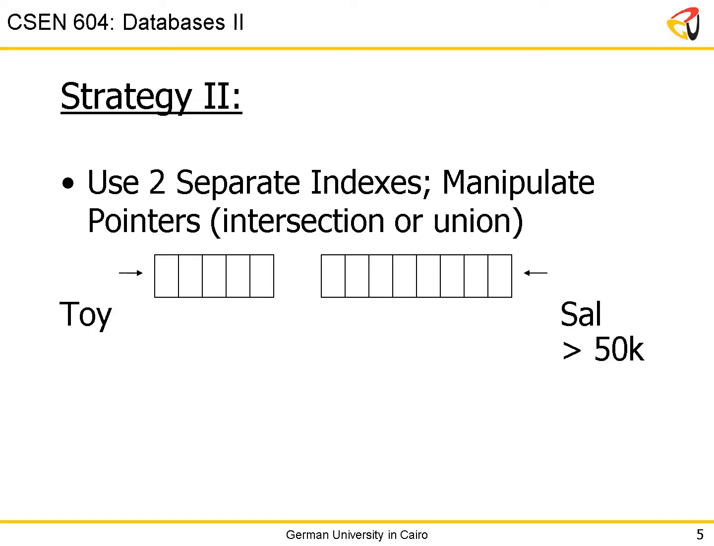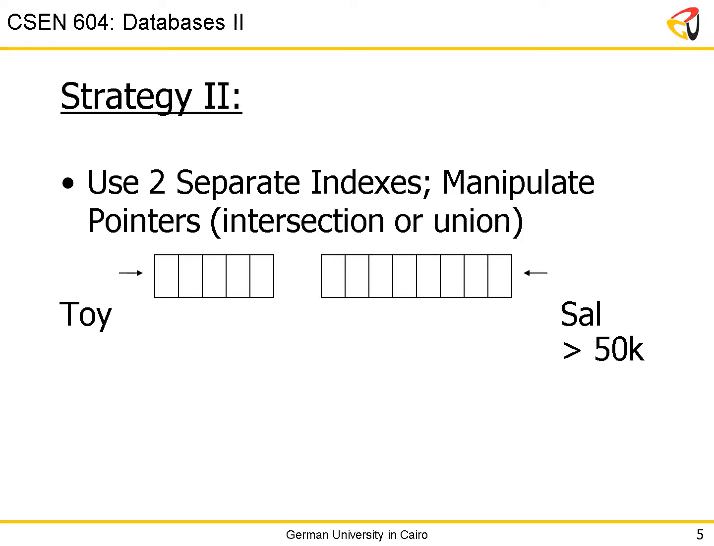Okay, so if the first one is returning that rows 1, 2, 5 and 10 are matching, where the department is equal to toy. So 1, 2, 5 and 10. And the other one is returning 1, 2, 6 and 9 are matching, which is salary greater than 50K. So you pick the intersection between the two, which is 1 and 2.